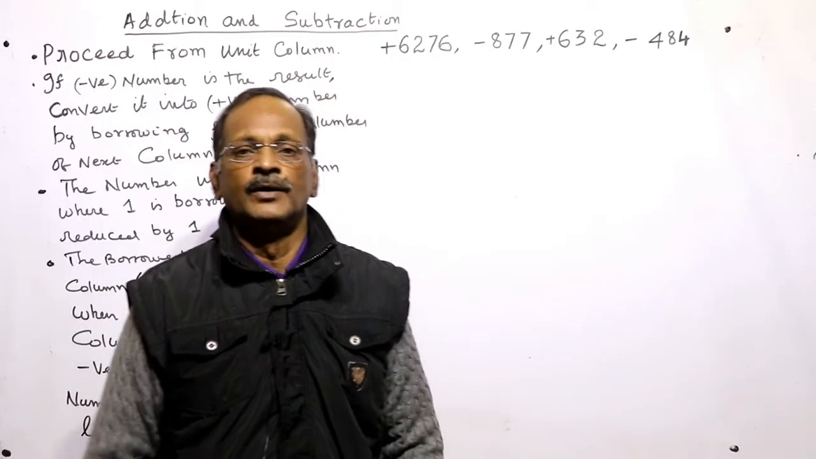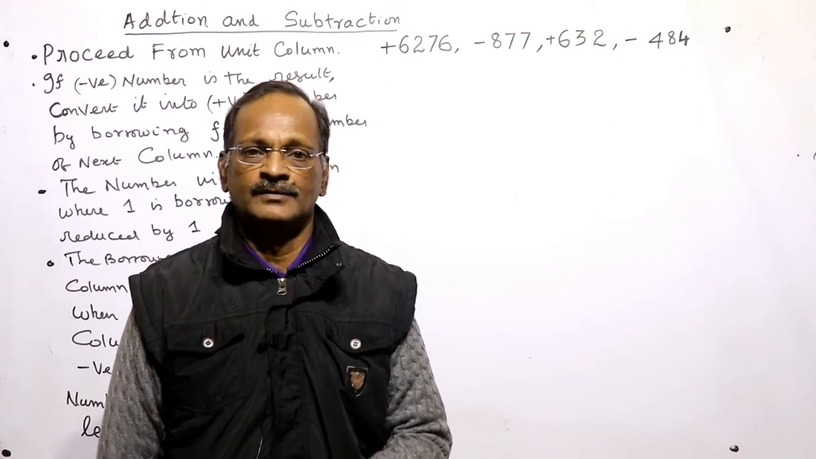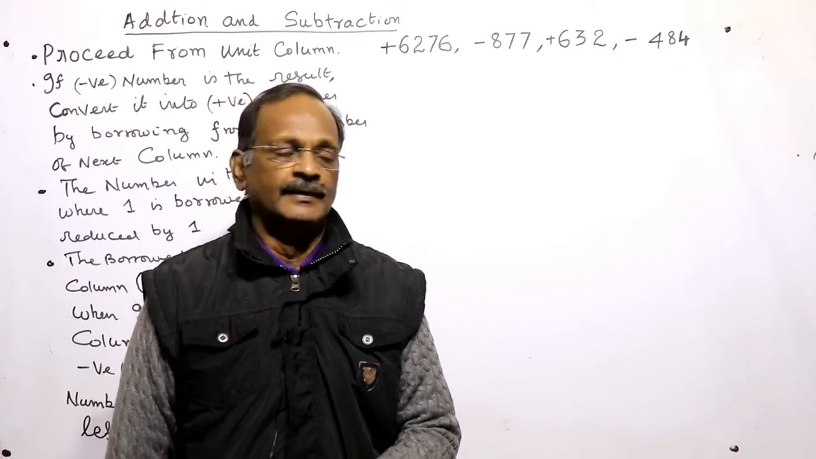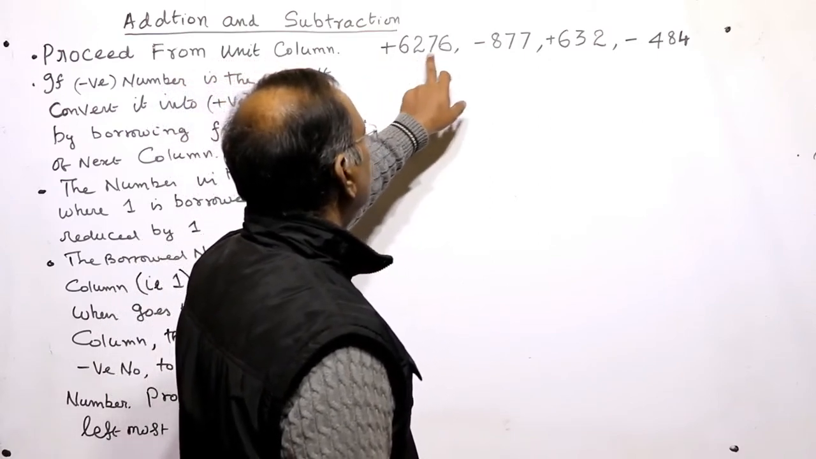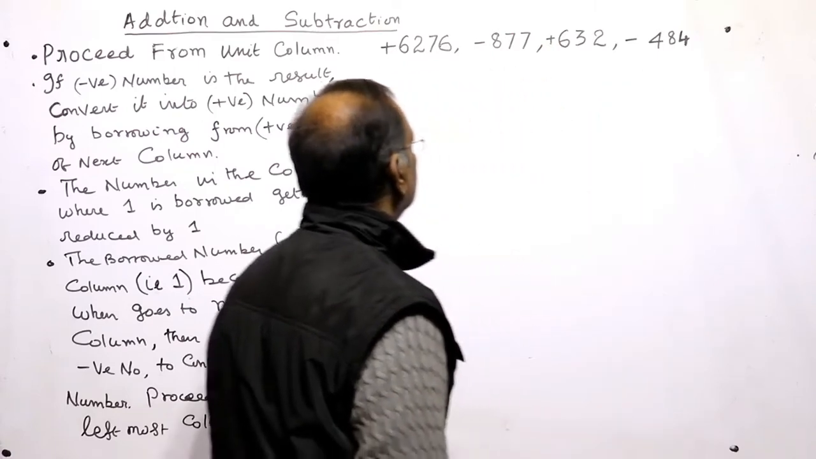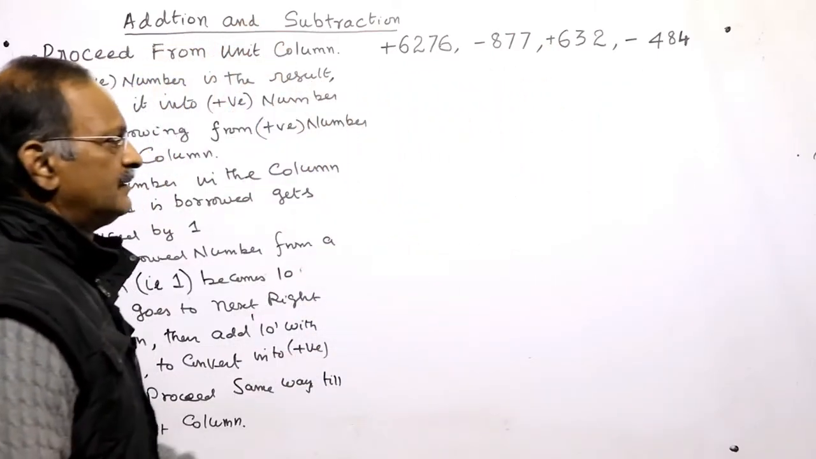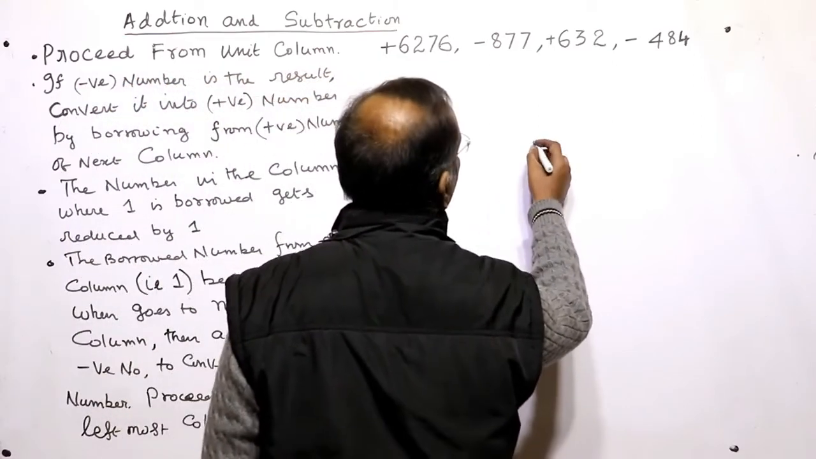In this video, we are going to add and subtract several numbers by quick and fast calculating techniques. That is, we are going to add this number, subtract this number, add this number, and subtract this number. That is, addition and subtraction using a quicker method. That is a shortcut method.